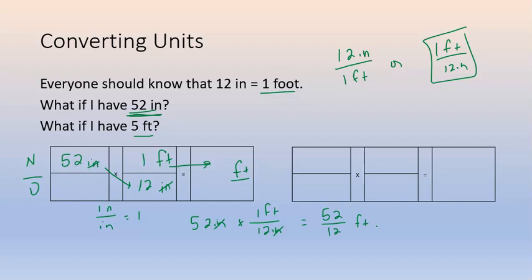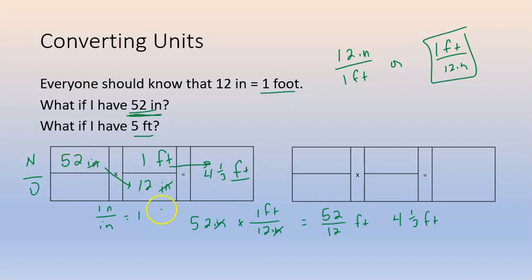So if you pick up your calculator and you type in 52 divided by 12, you're going to get 4 1/3 basically. So 4 1/3 feet is what 52 inches is. Okay? I want to make sure, 4.33 repeated. So right here would be the 4 1/3.